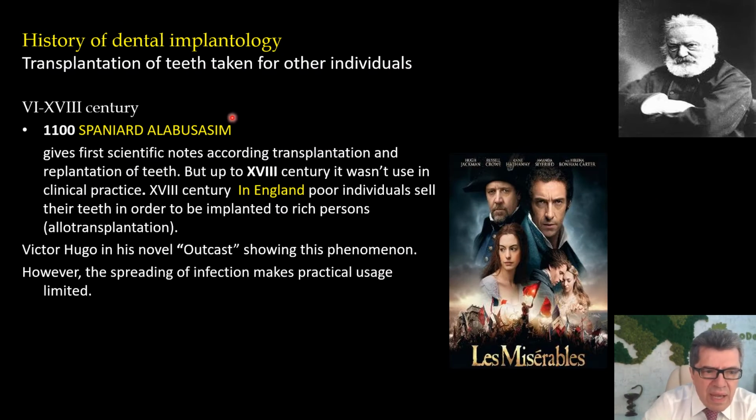In the 16th to 18th century, the first scientific notes on transplantation and implantation of teeth were given by the Spaniard Albucasis. But up to the 18th century, it wasn't used in clinical practice. In the 18th century in England, poor individuals sold their teeth in order to be implanted into rich persons. If you know, it's an allotransplantation.